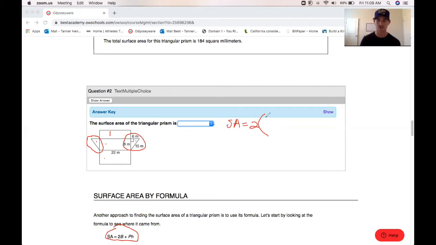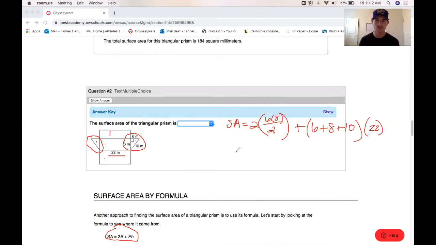So 6 times 8 divided by 2. We'll solve it at the end. Plus perimeter. Perimeter is just going to be everything on the outside. This one's kind of harder because it's unfolded, but they'll be a little easier when they're not unfolded. So we got 6 plus 8 plus 10. So this P is perimeter, and then the H is the height, which is going to be 22 if we stand it up. So times 22.